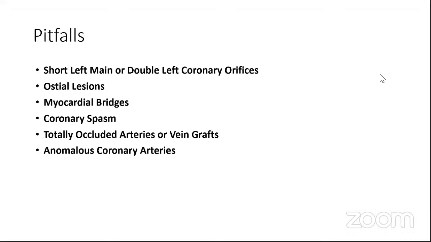Pitfalls. If there is a short left main or a double left coronary orifice, it can prove very challenging for the operator. Ostial lesions are sometimes missed because the catheter, when engaged, bypasses the ostia. Other pitfalls include myocardial bridges or collaterals, coronary spasm, totally occluded arteries or vein grafts, and anomalous coronary arteries.